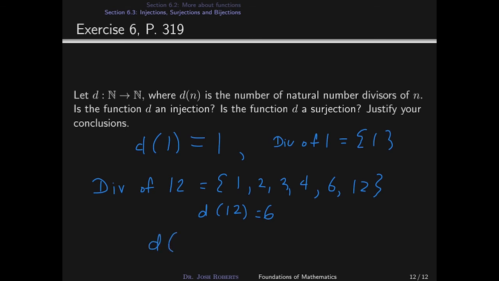One more example that will help you do this problem. What about d of 7? 7 is a prime number. So the only divisors it has are 1 and 7. In other words, only 2 divisors because it's prime. So think about that. Figure out if it's an injection, if it's a surjection, and then justify all of your answers.